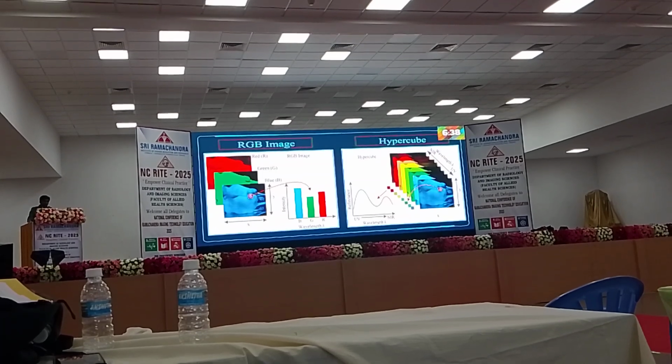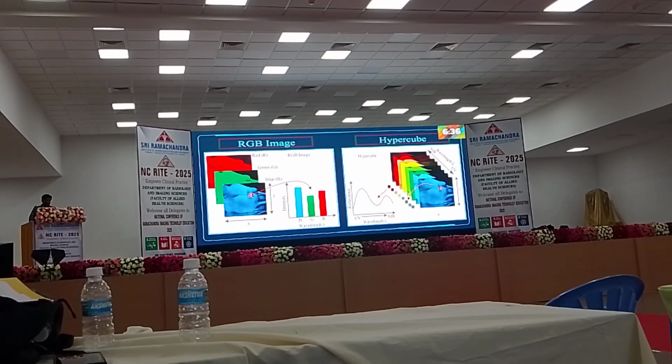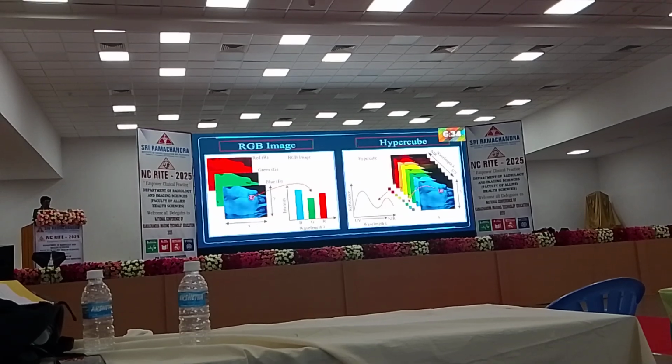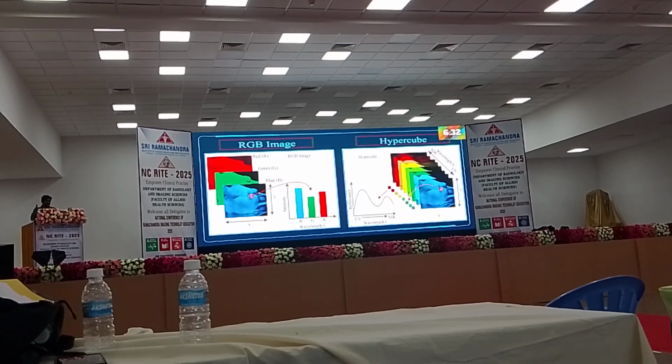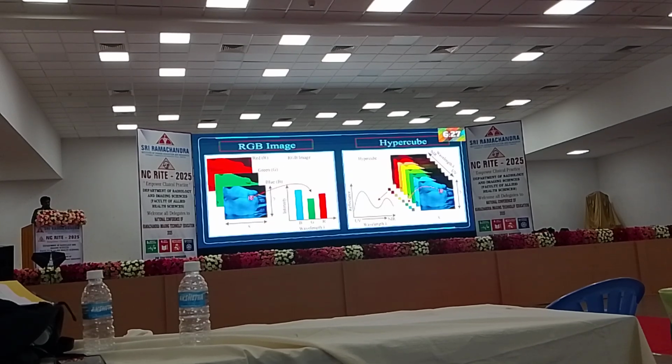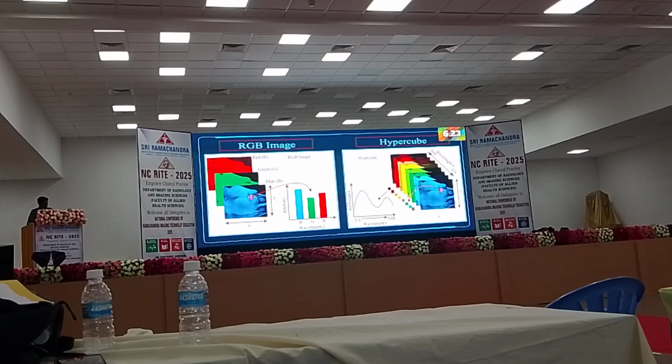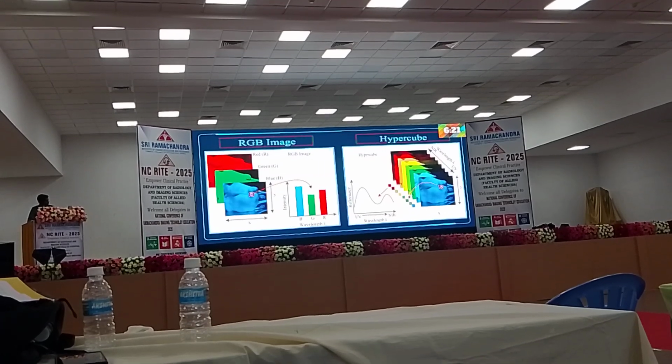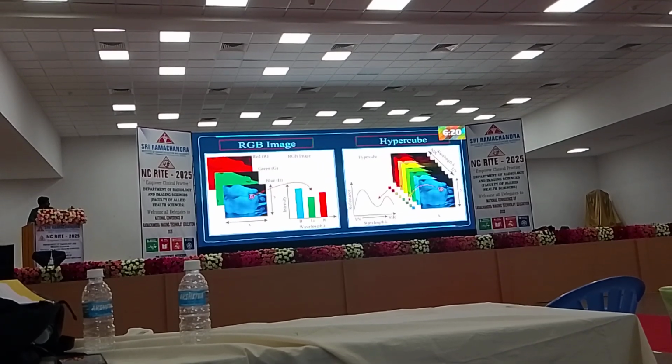For example, in an RGB image, take an apple, you can consider either a red apple or a green apple. You can identify whether it is ripe or not. Whereas in a hypercube, you can identify whether the apple is ripe or not at a much deeper level. Same as in a tissue: if it appears normal in an RGB image, with the help of hyperspectral imaging through the hypercube, you can check whether the tissue is abnormal or not.